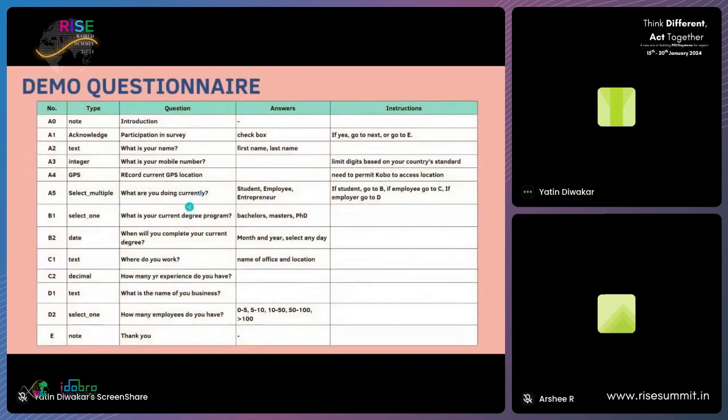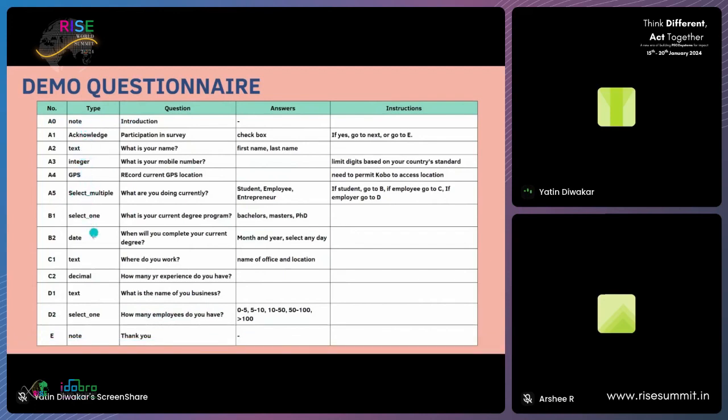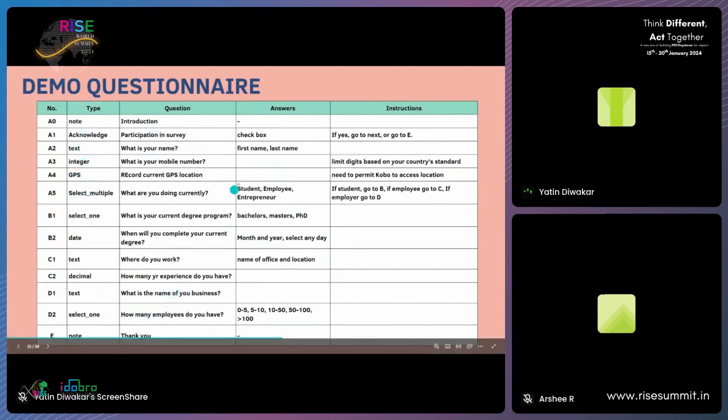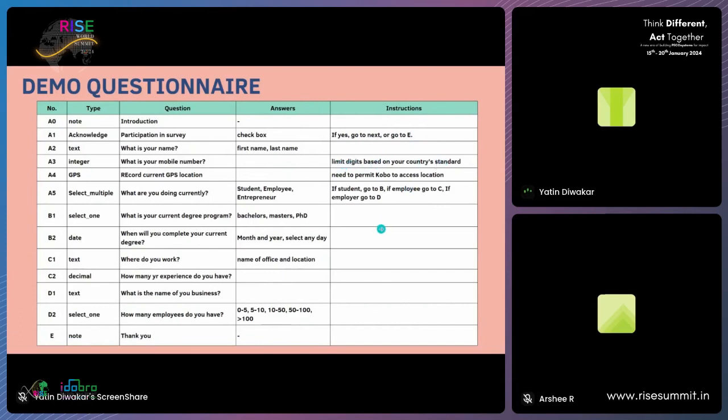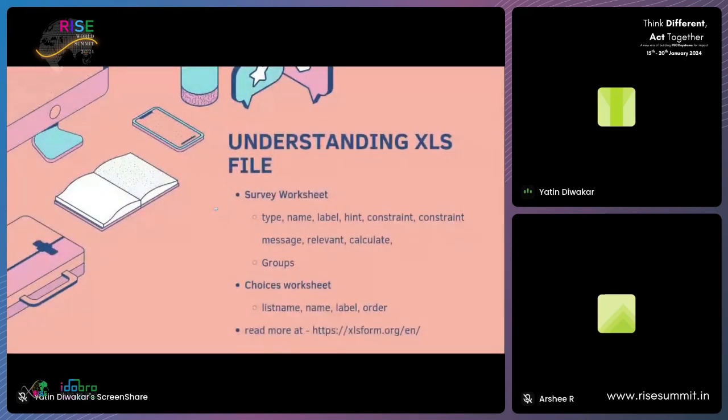Once you have such an Excel sheet or a table ready with you, then you can start using Kobo Toolbox. So this is a demo questionnaire that we have prepared for this demonstration. Let's say I have sections A, B, C, D, and E in this. E is the last section. A0 is the note, and there are some questions under it. There are different types of questions that have been noted here. Then the question itself, then possible answers that we are expecting in it, and then instructions which are primarily related to skip logics or validity criteria. So once you have your questions ready in such a table, then just one second.